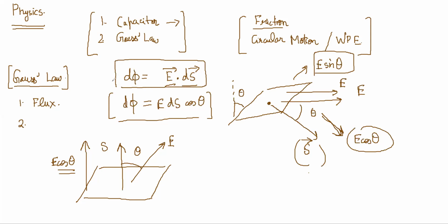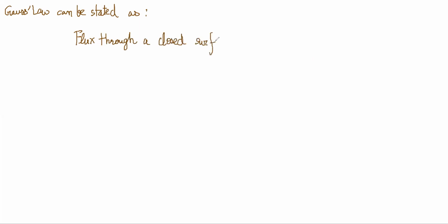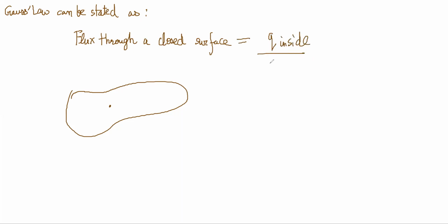Now, this is okay, but what is the use of this? The use of this is that Gauss's law can be stated as: flux through a closed surface. What is a closed surface? It is some shape, but it is closed, right? Yes, sir. Flux through a closed surface is equal to q inside by epsilon naught, right?